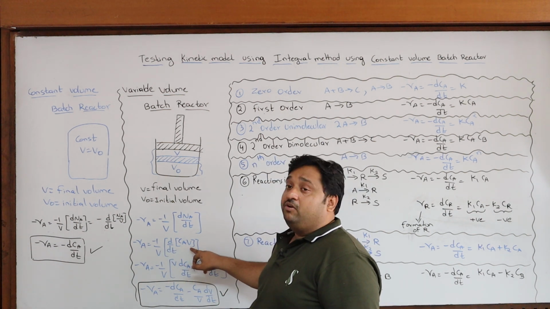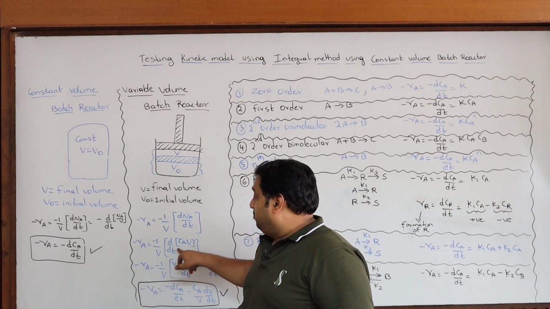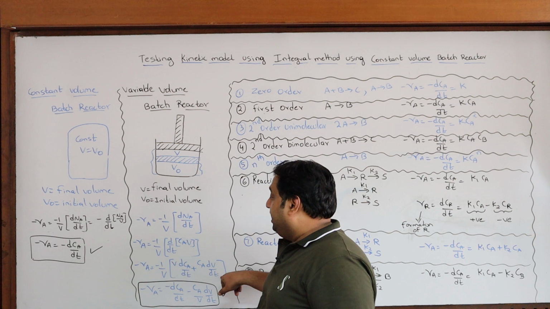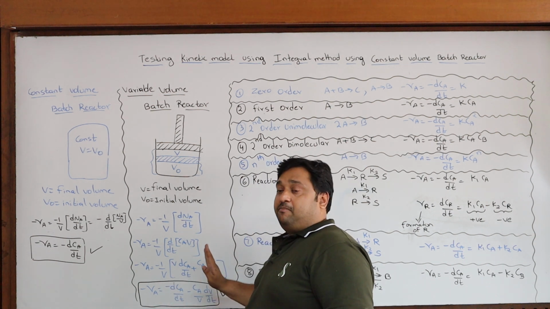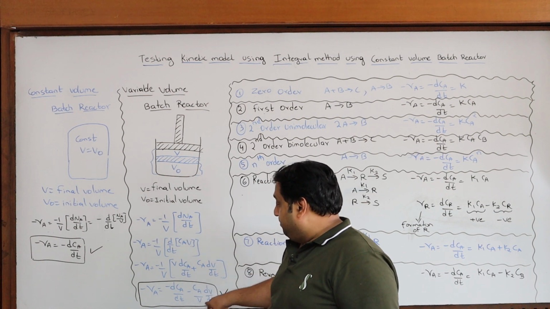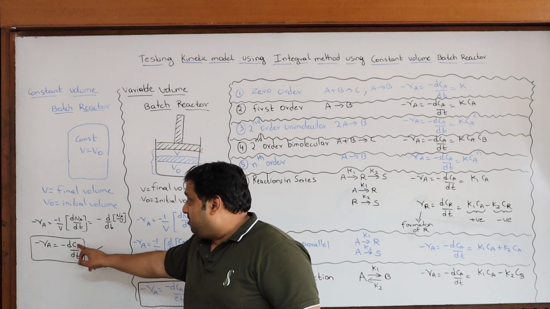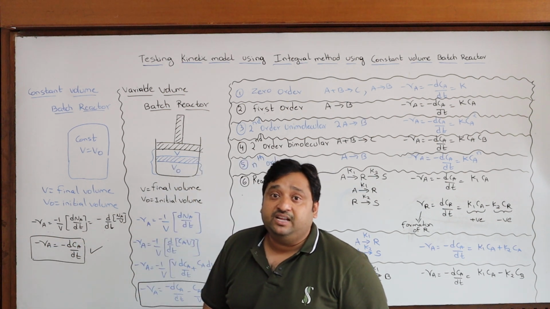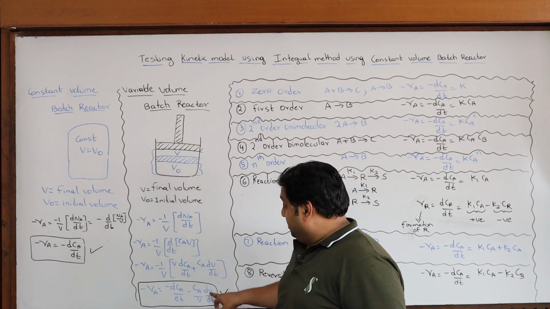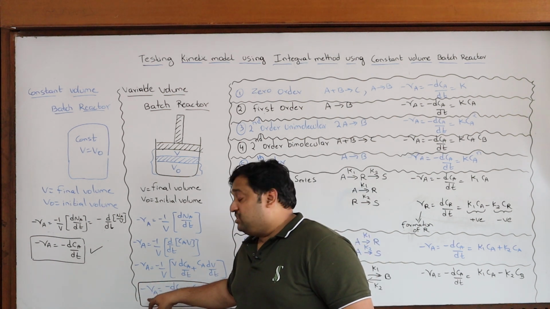So d by dt of u into v, you have to apply the product rule here. That means V into the derivative of u plus u into the derivative of v. That means V into dCA by dt plus Ca into dV by dt. If you take V into the bracket, minus Ra equal to minus dCA by dt minus Ca by V into dV by dt. Here you can see not only dCA by dt has come. That means measuring concentration alone is not sufficient to find the speed of the reaction. You have to measure the concentration with respect to time and the volume change with respect to time. That means you need two pieces of information to measure the speed of the reaction.